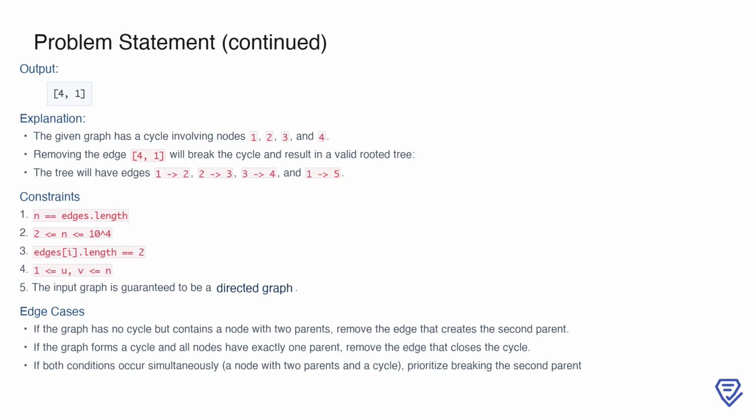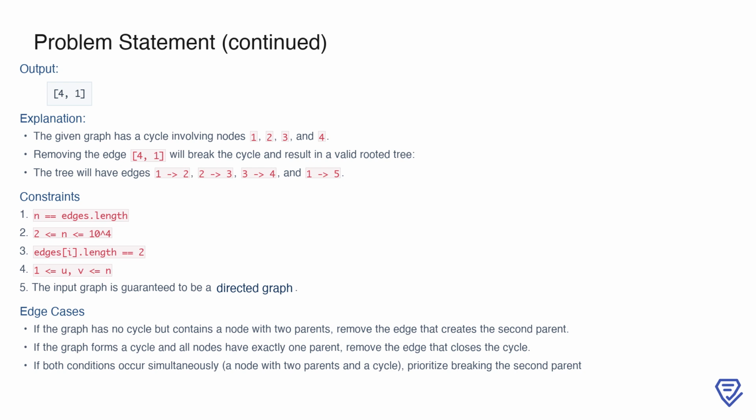Now, let's examine another example with the input edges equals [1,2], [2,3], [3,4], [4,1], [1,5]. In this graph, there is a cycle involving the nodes 1, 2, 3, and 4. Specifically, the cycle is formed by the edges 1-2, 2-3, 3-4, and 4-1. To break this cycle and turn the graph into a rooted tree, we need to remove the edge 4, 1.